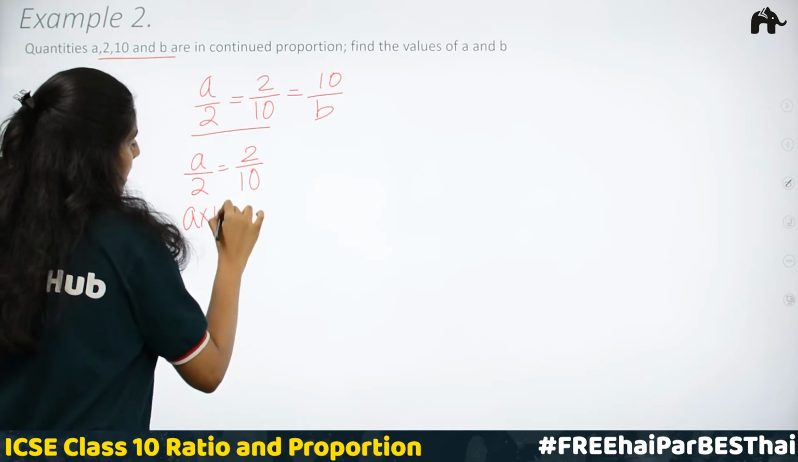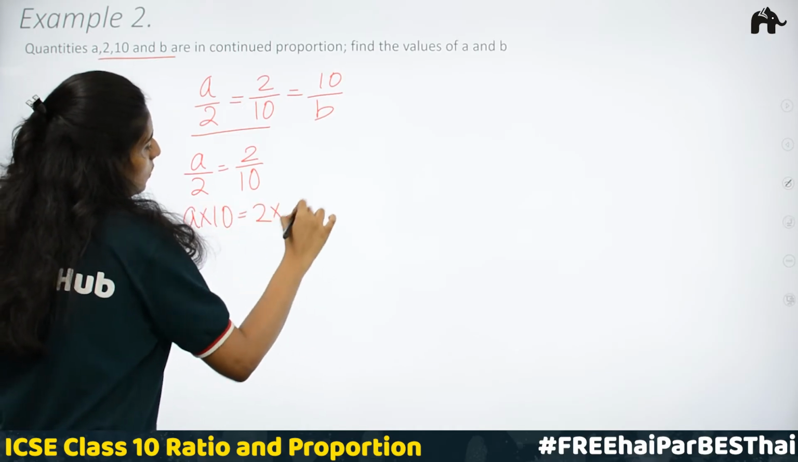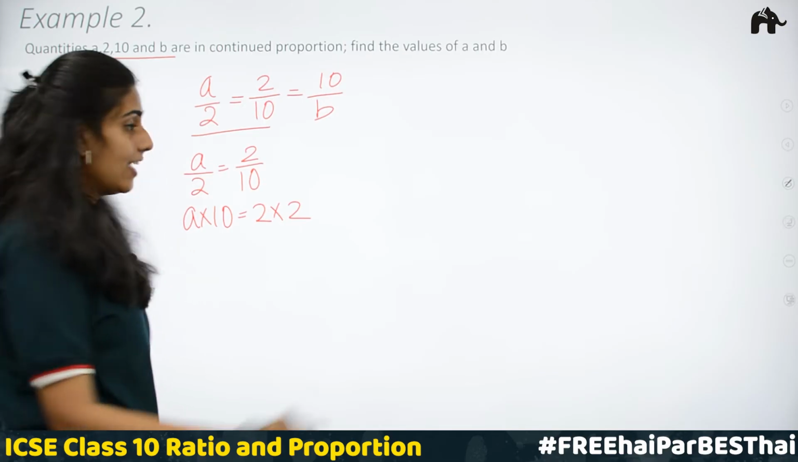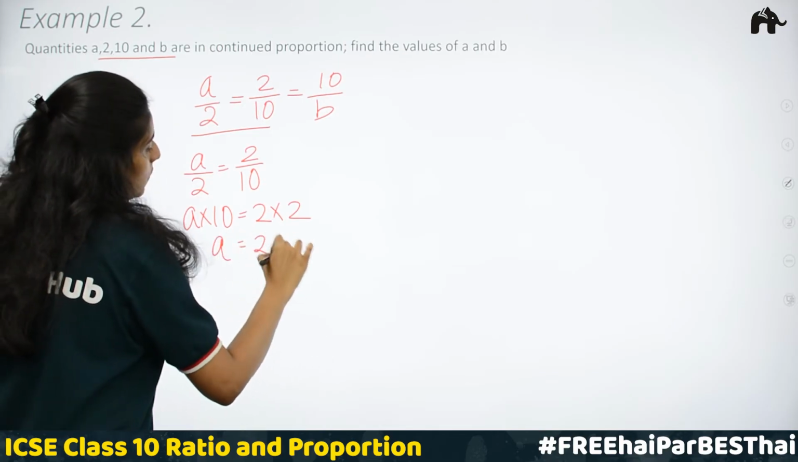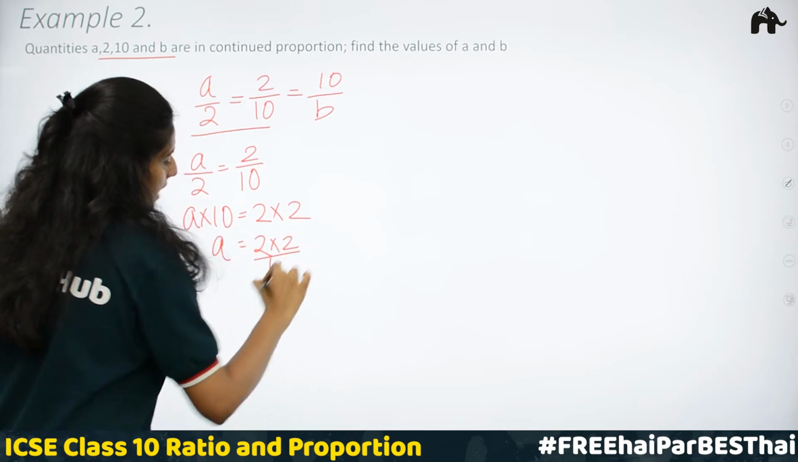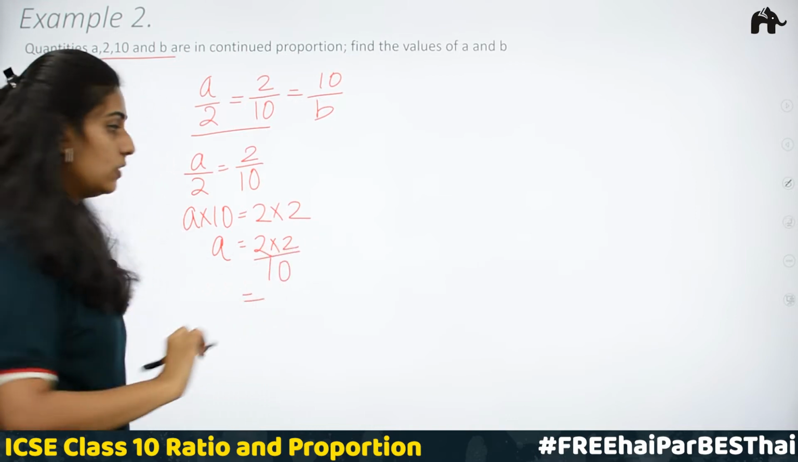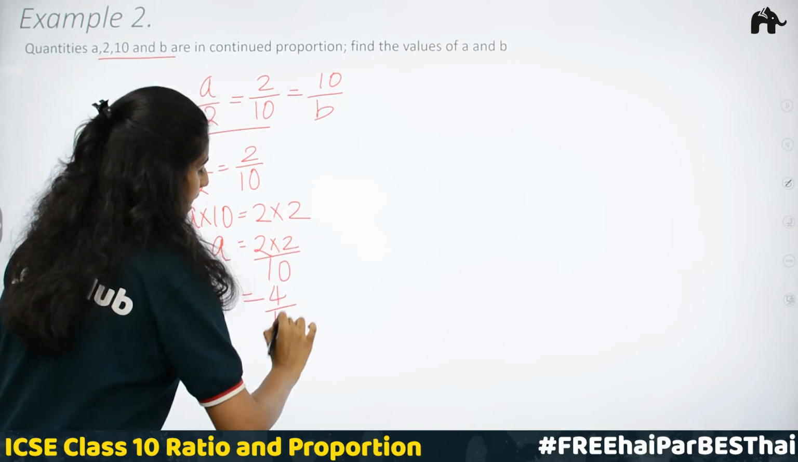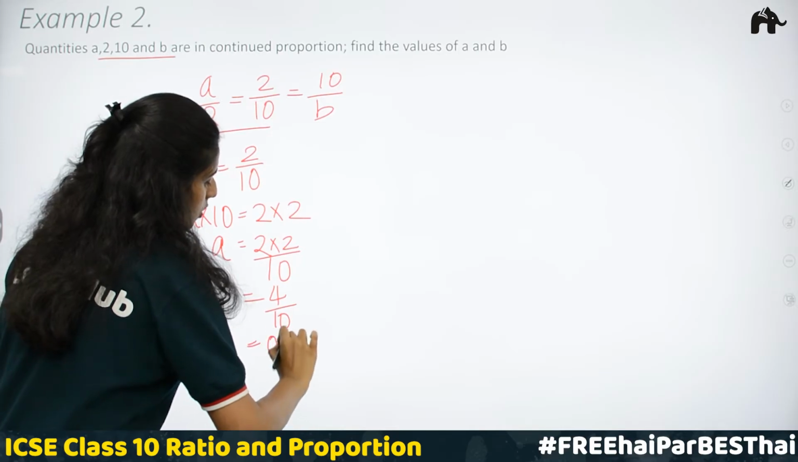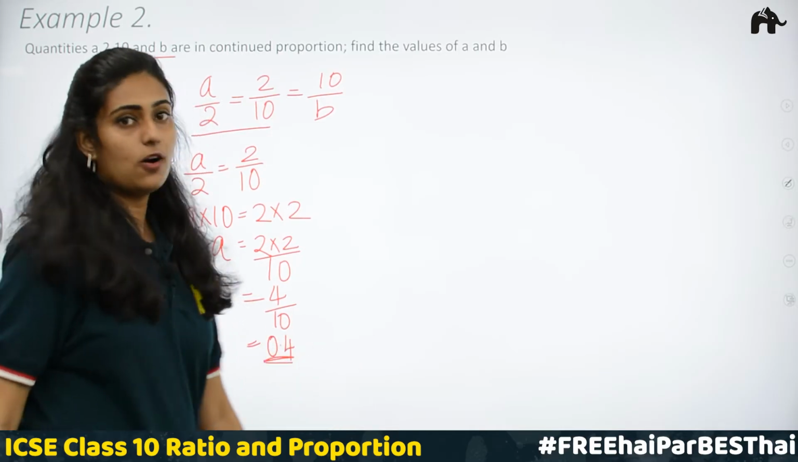A into 10 is equal to 2 into 2. Then what is A? A is equal to 2 into 2 divided by 10. That is equal to 2 into 2, 4 divided by 10 is equal to 0.4. We got the value of A.